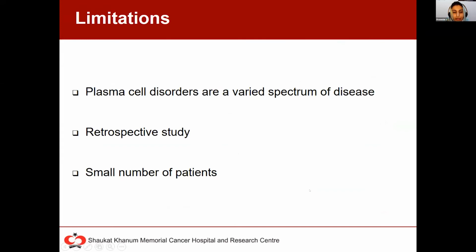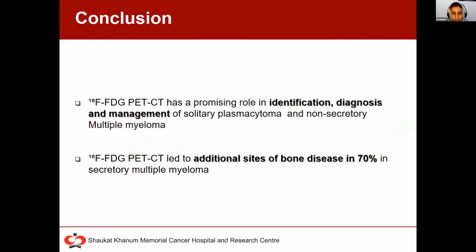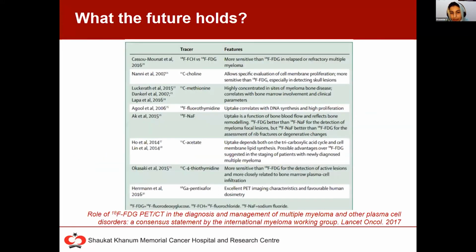So the limitations of our study were that it was a retrospective study with a small cohort of patients, and plasma cell disorders are a varied spectrum of disease involving many more subtypes. To conclude, F18 FDG PET-CT has a promising role in identification, diagnosis, and management of not only solitary plasmacytoma, but also multiple myeloma, either secretory or non-secretory, as it identifies additional bone disease in 70% of the cases.